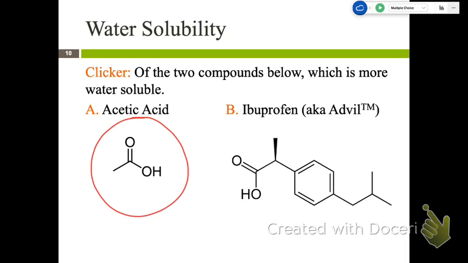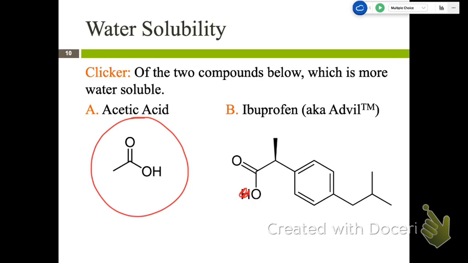But does that mean that this molecule doesn't dissolve in water? No. Have you ever taken this drug? Yeah. I take it very frequently because I hurt myself a lot. Ibuprofen. But what could we do to make this molecule more soluble? Make it more polar at this end. In a dissolvable tablet.